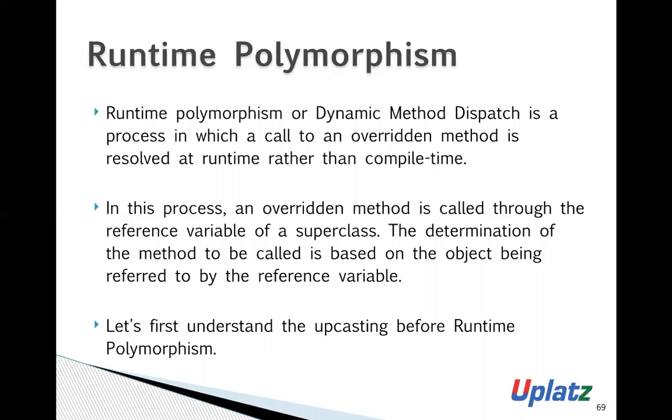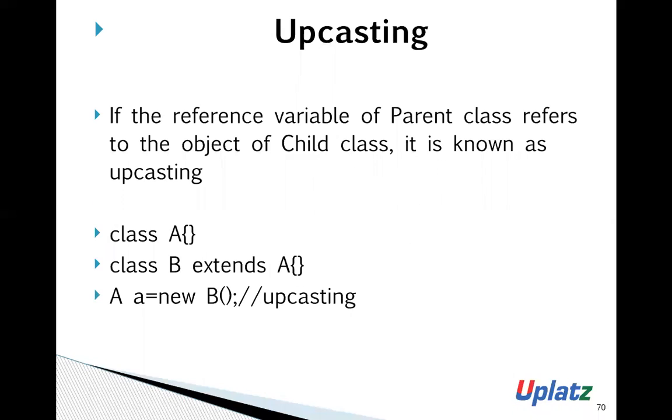Let us first understand upcasting before runtime polymorphism. If the reference variable of a parent class refers to the object of a child class, it is known as upcasting. For example, consider a class A and then class B extends A. The moment you see the keyword extends, you understand that inheritance is shown. So class B is inherited from class A.